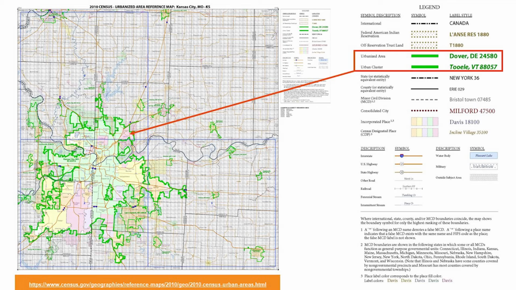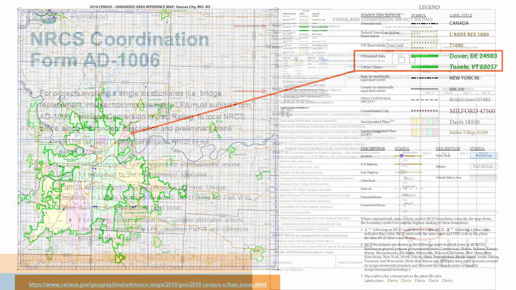The Urbanized Area Reference Map shows the urbanized areas, outlined in green, that are excluded from the Farmland Protection Policy Act. A link to the U.S. Census Urbanized Area Reference Map is provided at the bottom of the slide.